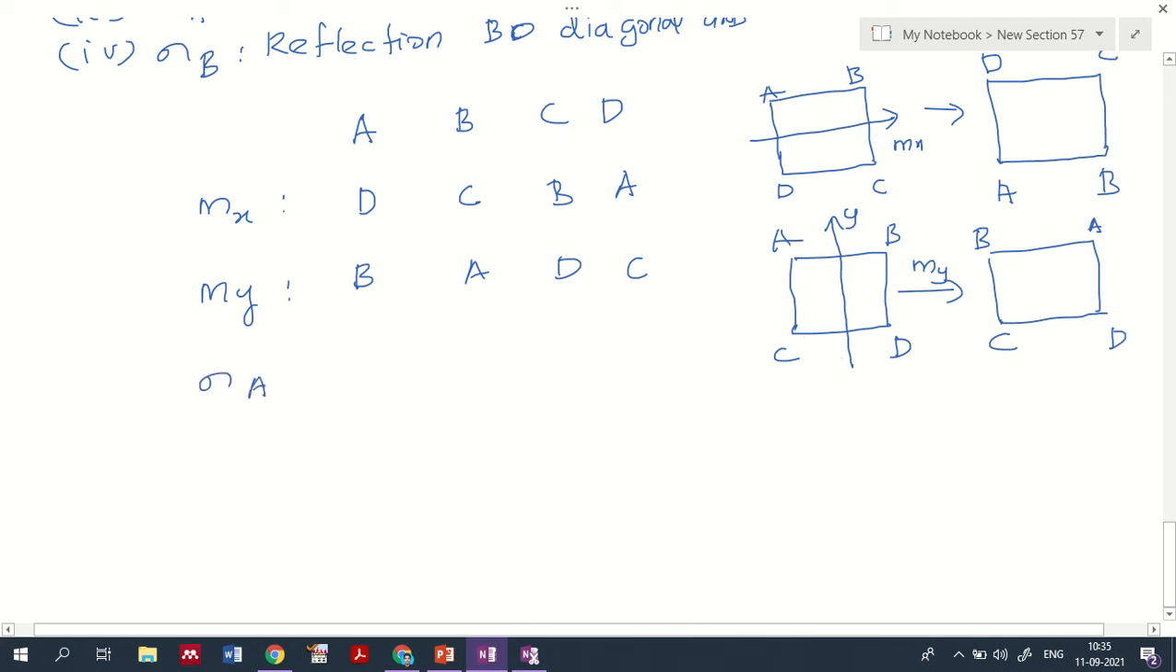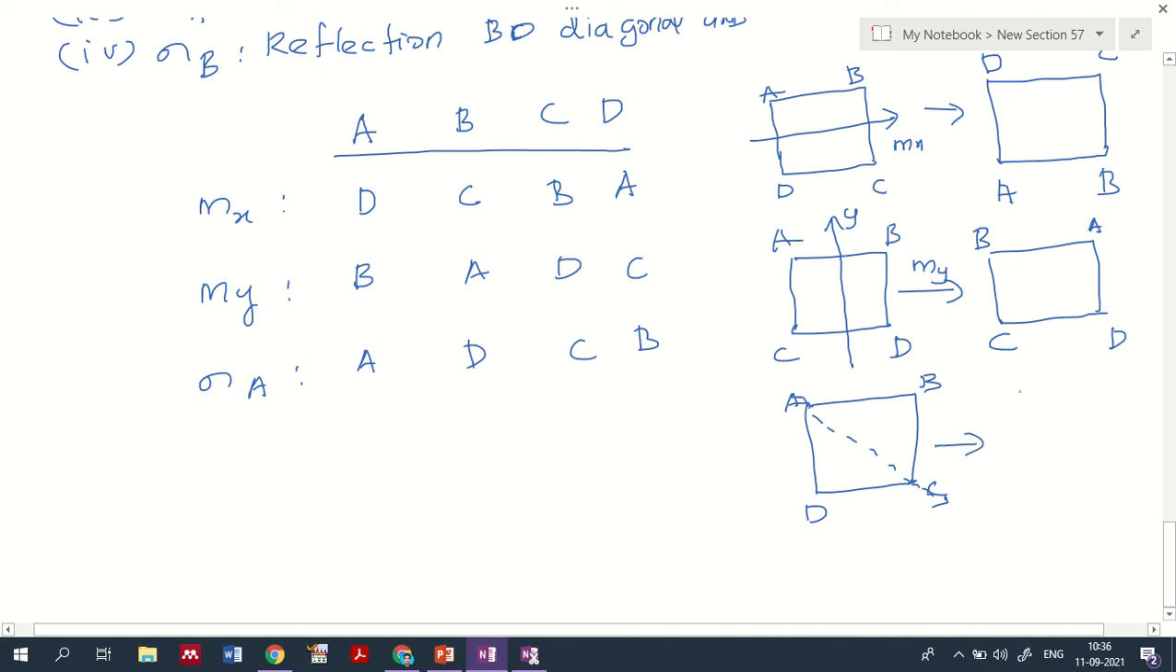Now let me take sigma A. Sigma A means where we are placing the reflection on the AC diagonal, in that case the initial value of A becomes A itself, and B will be D, and C will be C itself, and D will be B. So if I represent the figure here, that is A, B, C, D. I'll be placing the mirror along this diagonal axis, the AC diagonal axis, and B and D will interchange. So simply imagine that you are keeping a mirror here. So B will be D, D will be B.